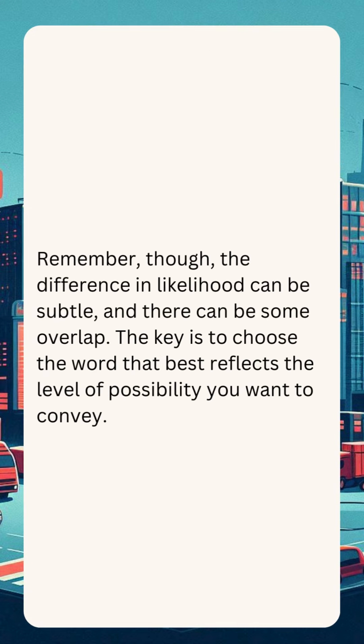Remember, though, the difference in likelihood can be subtle, and there can be some overlap. The key is to choose the word that best reflects the level of possibility you want to convey.